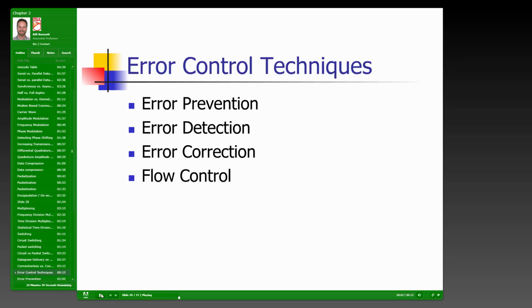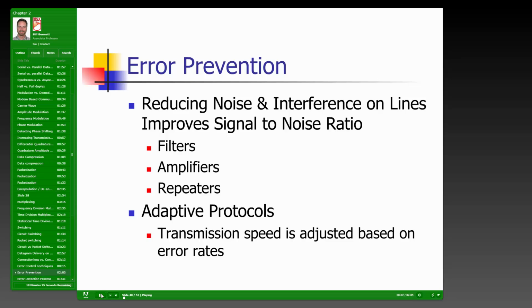To finish up this chapter, we'll be taking a look at error control techniques. So we'll be taking a look at error prevention, error detection, error correction, and flow control. Error prevention means that we're just trying to prevent errors from occurring in the first place.